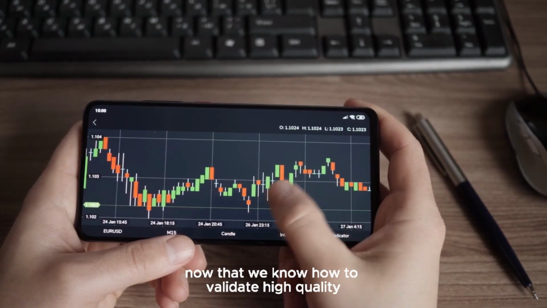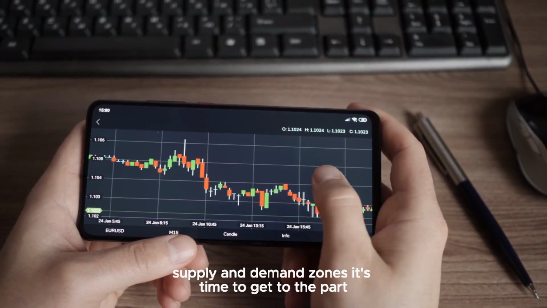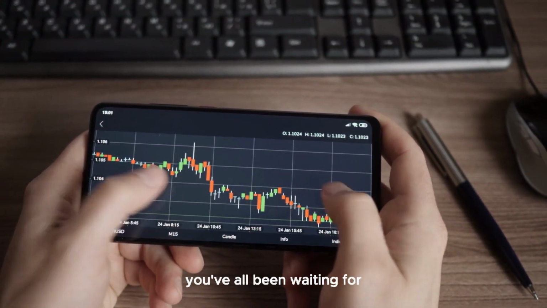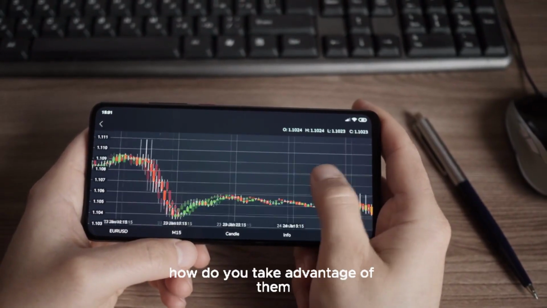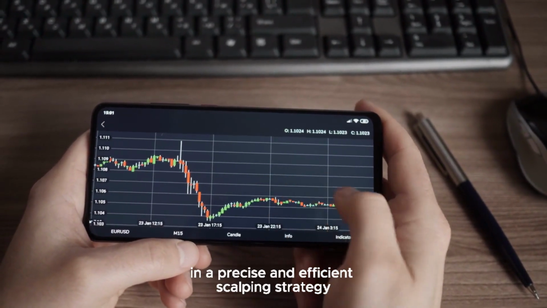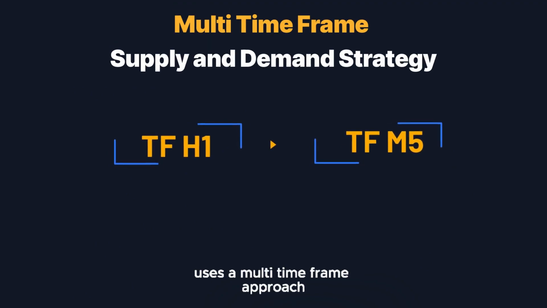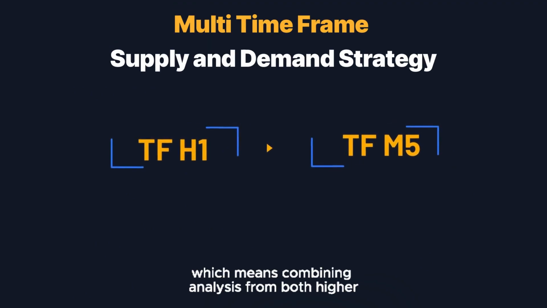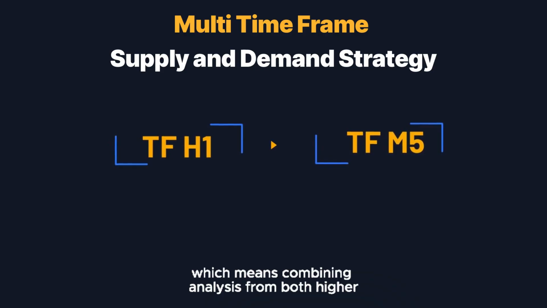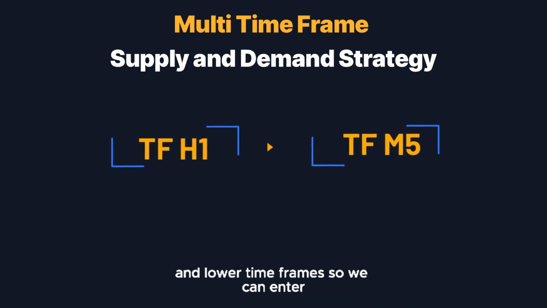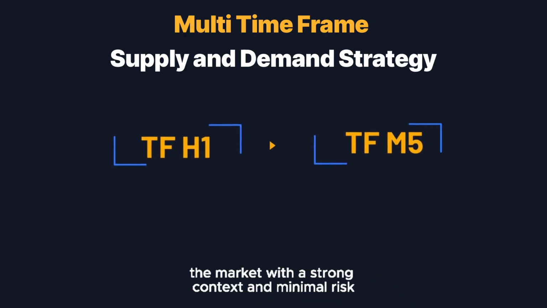Now that we know how to validate high-quality supply and demand zones, it's time to get to the part you've all been waiting for. How do you take advantage of them in a precise and efficient scalping strategy? The strategy we're going to discuss uses a multi-time frame approach, which means combining analysis from both higher and lower time frames so we can enter the market with a strong context and minimal risk.